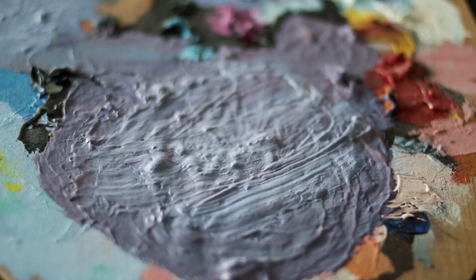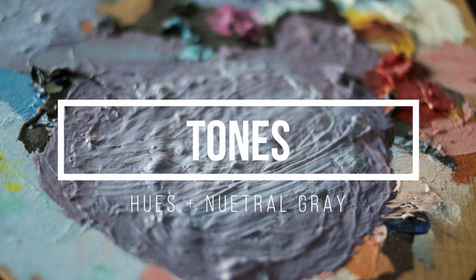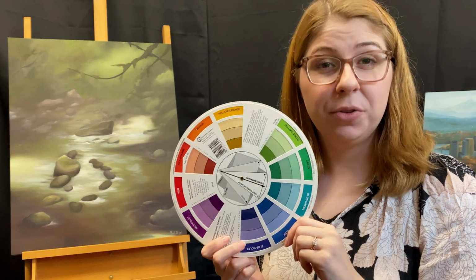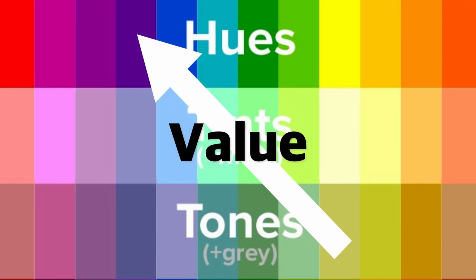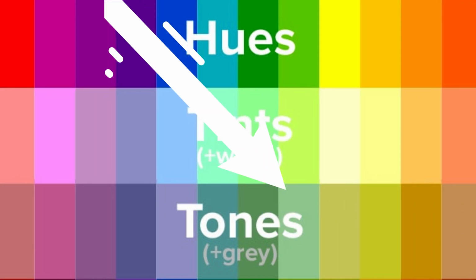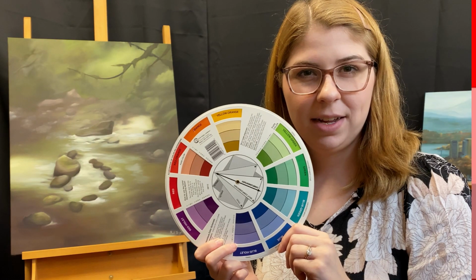But there's one more important thing that we always talk about when it comes to tints and shades, and that's tones. A tone is when you add neutral gray to a hue. And while it can lighten its value, it also does something important where it lowers the color's saturation.